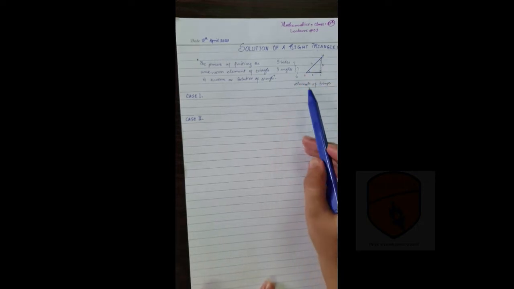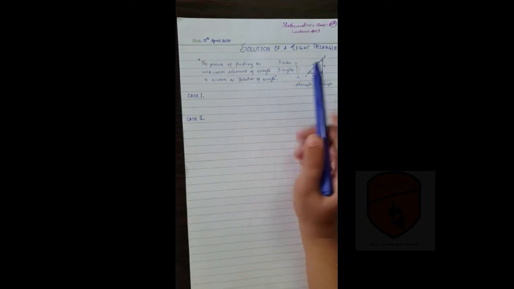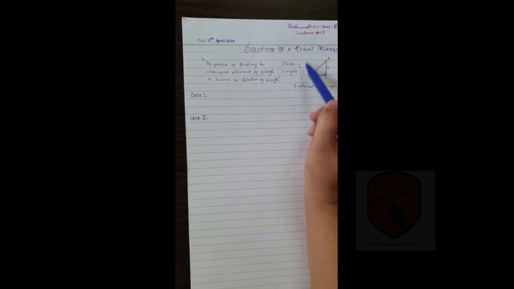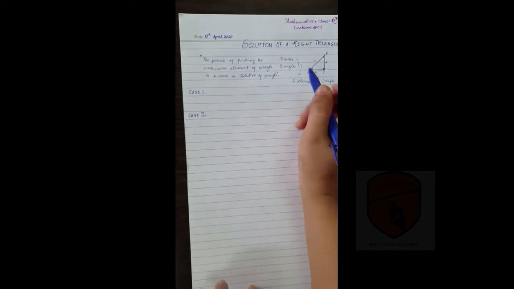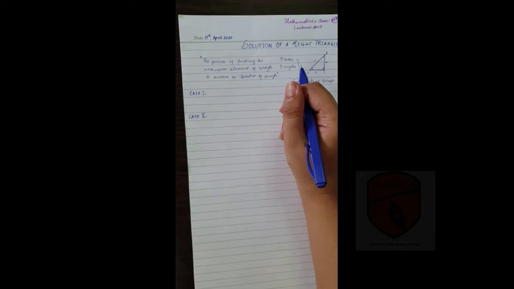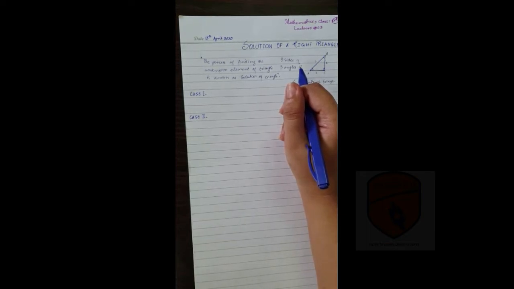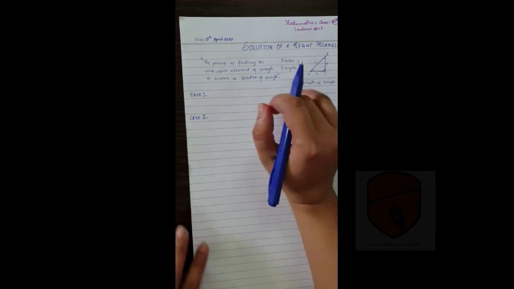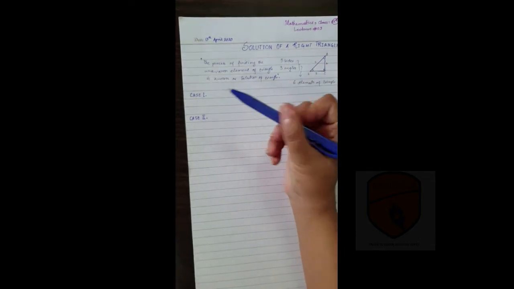So basically we have how many elements? Six elements of a triangle. And the process of finding the unknown elements of a triangle is called solution of a triangle. There can be four cases in which we are given data of the triangle: maybe one side or one angle is given, sometimes two sides are given, sometimes two sides and one angle is given, and so on. Today we are going to do two cases, case one and case two.